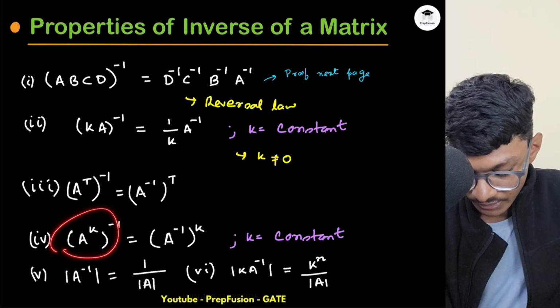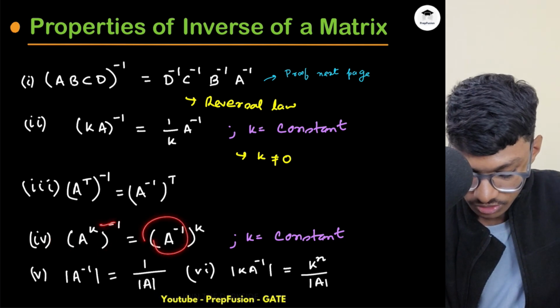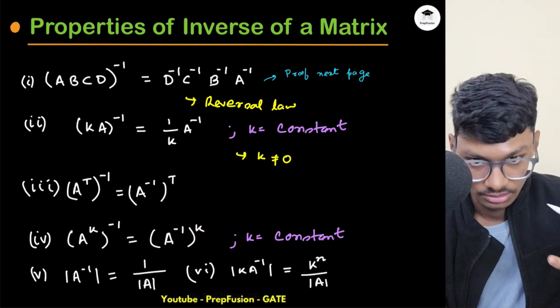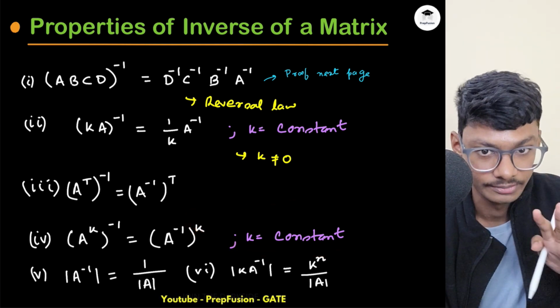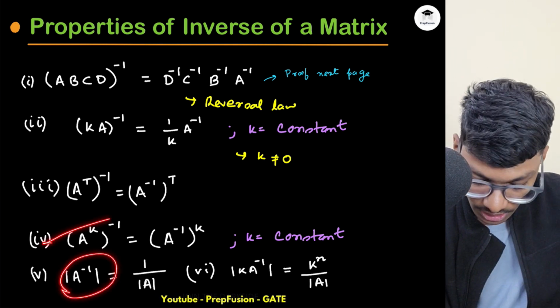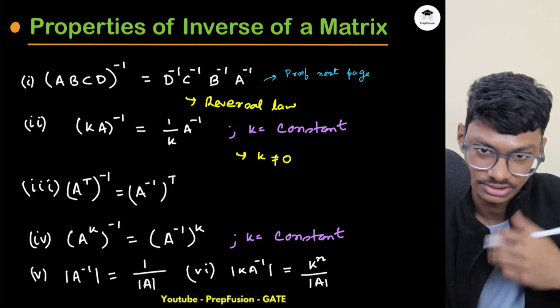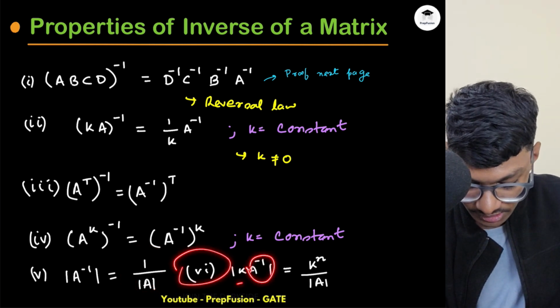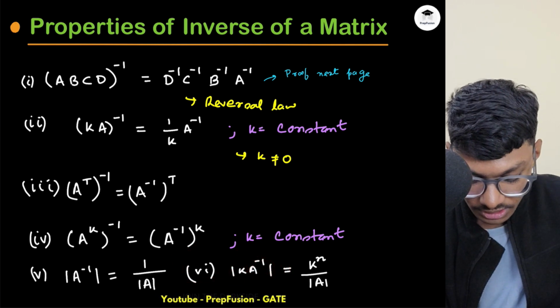Then A raised to power k whole inverse equals A inverse raised to power k. Here A to the power k means multiplying the A matrix k times, not simply squaring the elements. I will explain this in one of the questions, there you will understand. These are a few properties, and the determinant of A inverse will be 1 by determinant of A. This is self-explanatory.